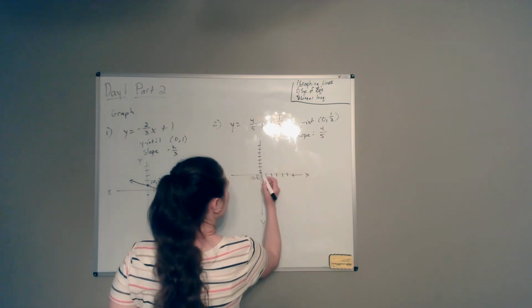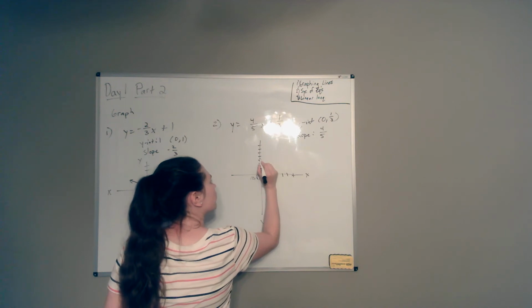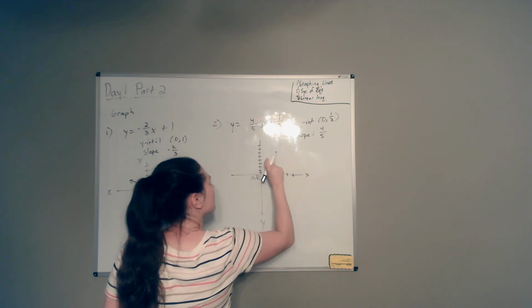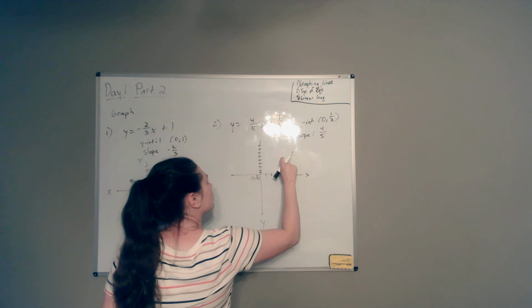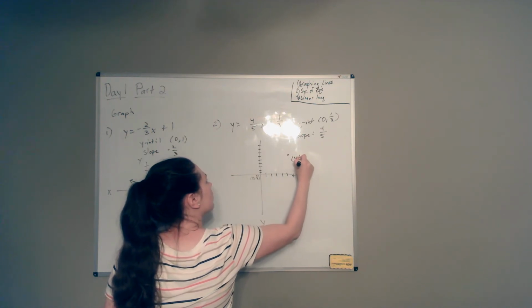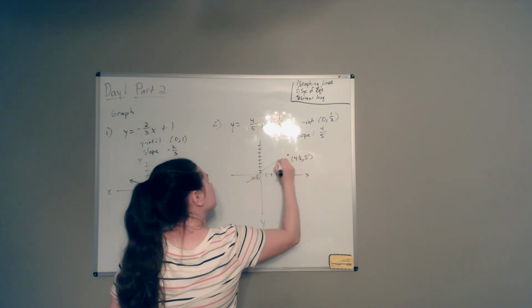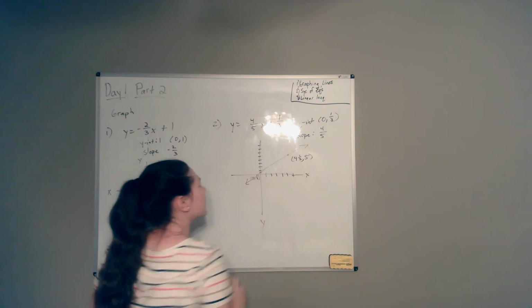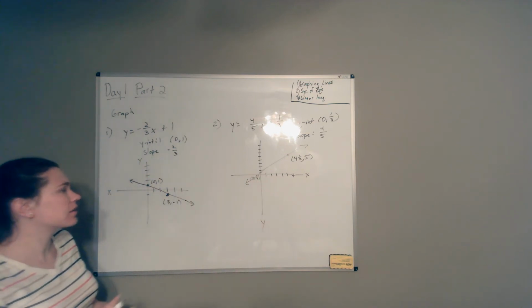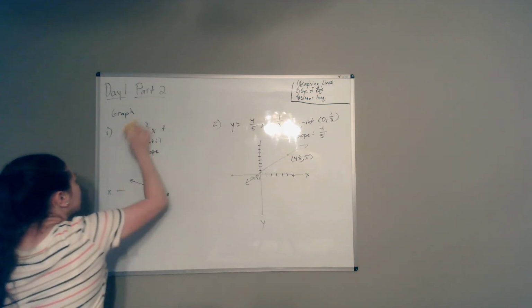So if I move up 4, 1, 2, 3, 4, that's 4 1/3, and then move over 5: 1, 2, 3, 4, 5. So that's the point (5, 4 1/3). Okay, and that's your next line. All right. Number 3.